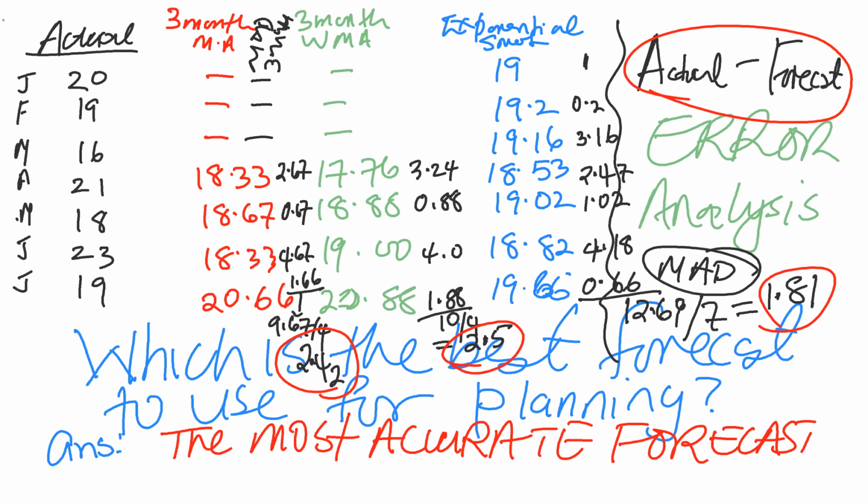If it is negative, we simply call it a positive. We do that for each pair of actual and forecast that we have. We add them up as the block columns show for each of the different forecasts, and we average them. And we look at them. For the 3-month moving average, it is 2.42. For the 3-month weighted, it is 2.5. And for the exponential, it's 1.81.